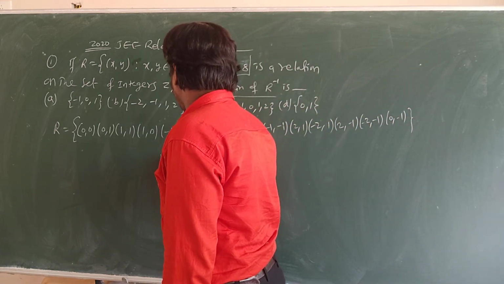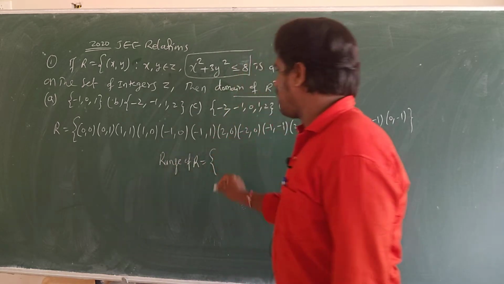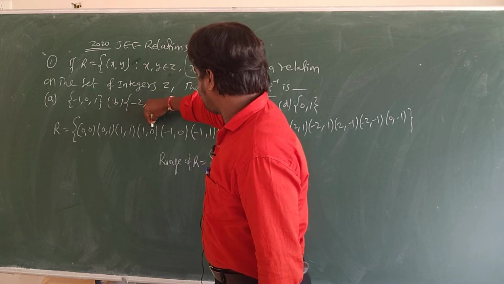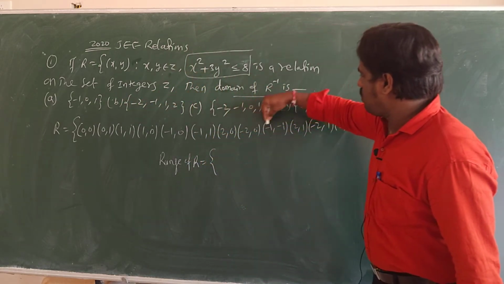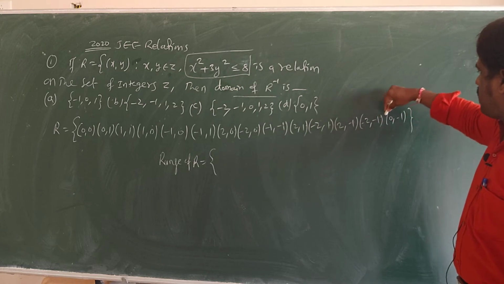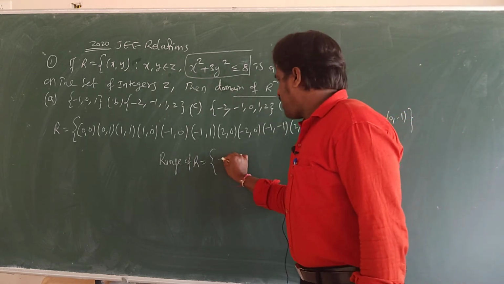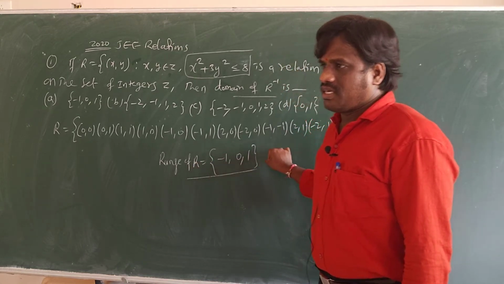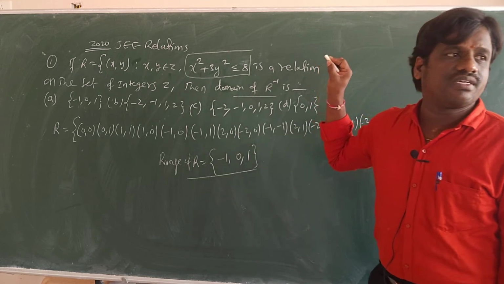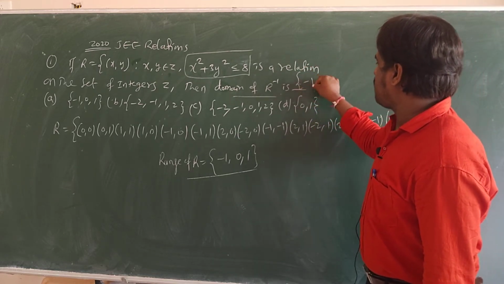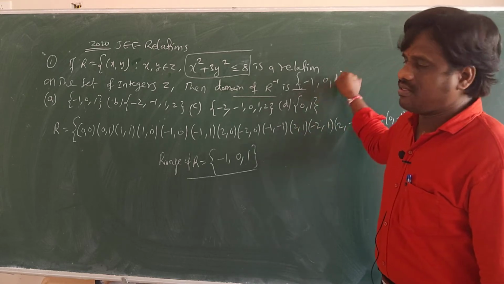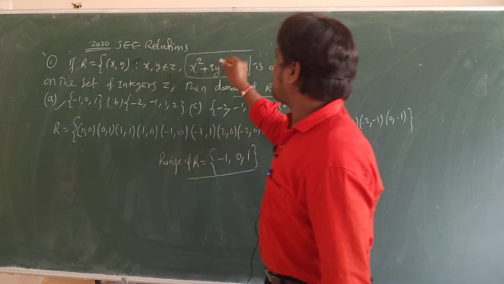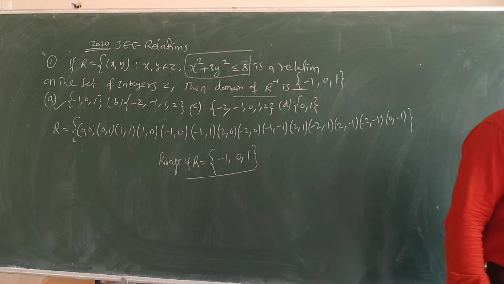What is the range of R here? Range of R is the second parts: 1, 0, 1, 0, 1, 0, -1, 1, -1, 1. It means we have -1, 0, 1. This is the range of R. If this is the range of R, then what is the domain of R inverse? Domain of R inverse will be -1, 0, 1 because these both are equal. So option A is the right answer. This was asked in September 2020 JEE. Okay, let's see the next question.